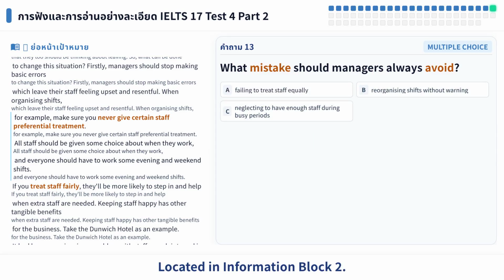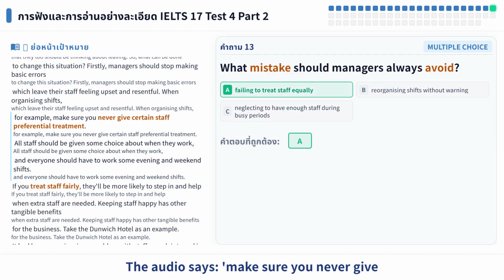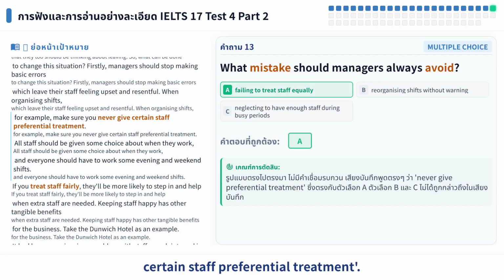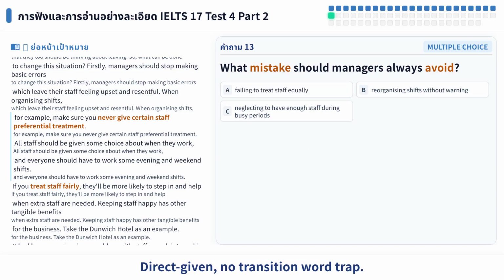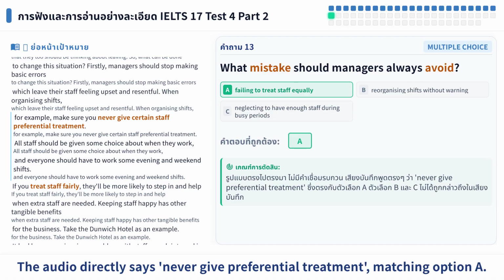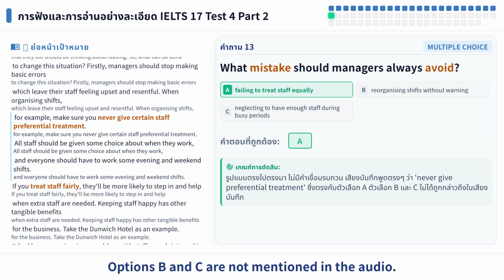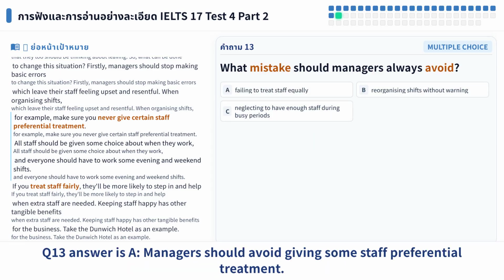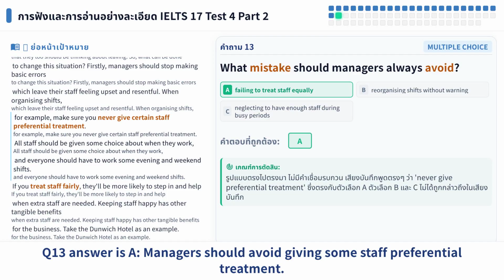The audio says, make sure you never give certain staff preferential treatment. The signal phrase, never give, directly tells us the action to avoid. Direct given, no transition word trap. The audio directly says, never give preferential treatment, matching option A. Options B and C are not mentioned in the audio. Q13 answer is A. Managers should avoid giving some staff preferential treatment.